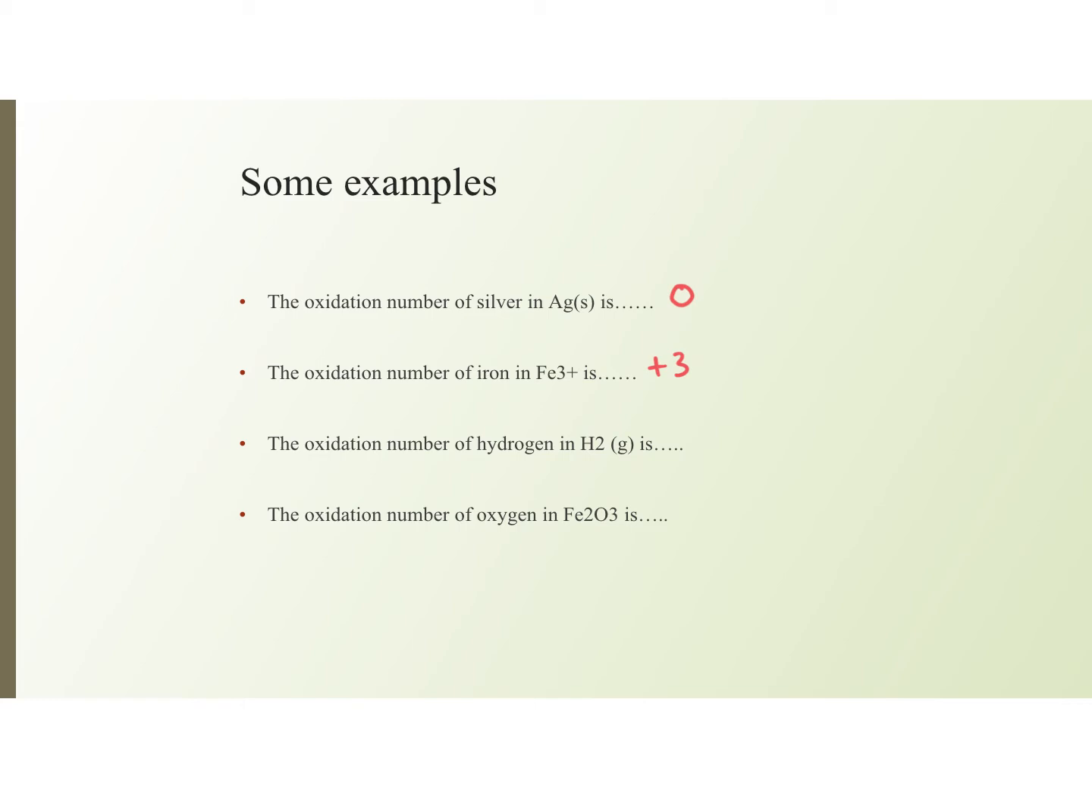Now take a moment to look at this next one. The oxidation number of hydrogen in H2, again, like the silver example, okay, hydrogen exists as a gas, and when it's by itself, its oxidation number will be 0. Okay. And then looking at this last example, the oxidation number of oxygen, if it was just O2, it would have an oxidation number of 0. But since the oxygen is combined with iron, it has an oxidation number of -2.